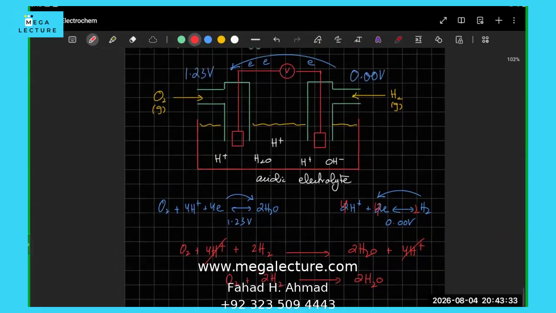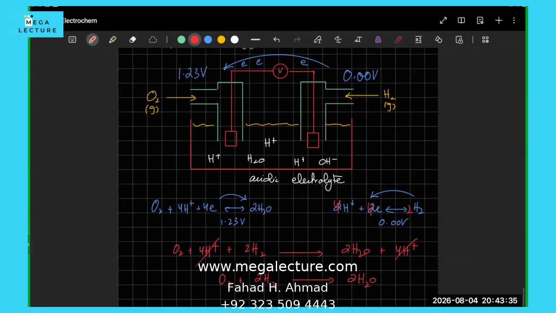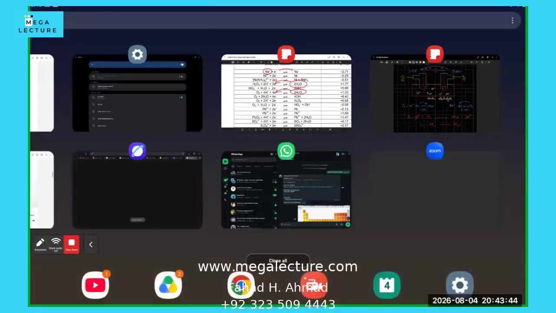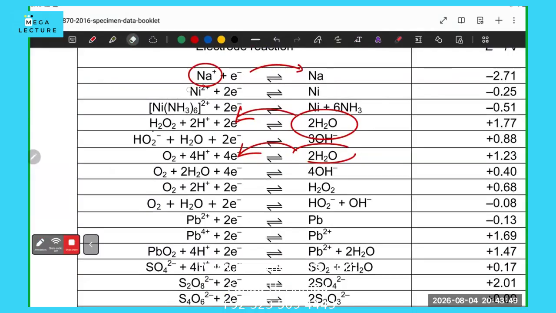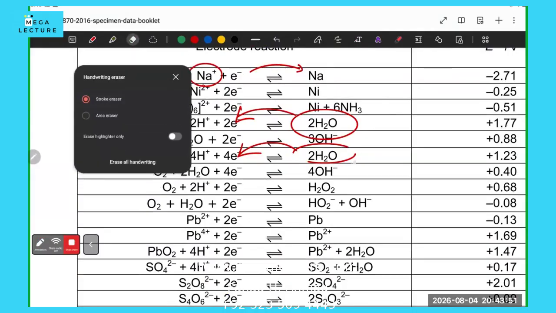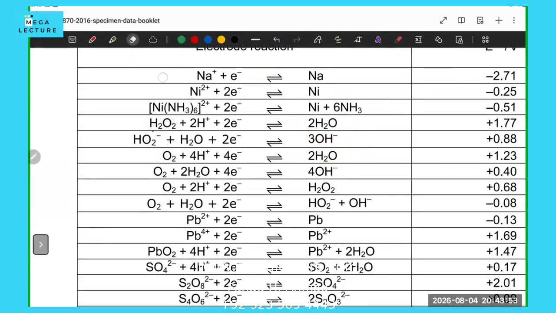So the same exact hydrogen-oxygen fuel cell can be used in alkaline medium, and your equations would be different. In that case only the equations for oxygen and hydrogen will be different; they will involve OH ions. If I try to find equations, I have an equation of oxygen with OH ions, right? Is this clear?